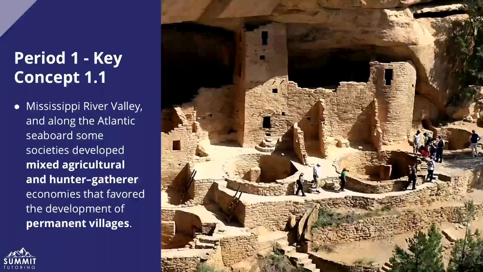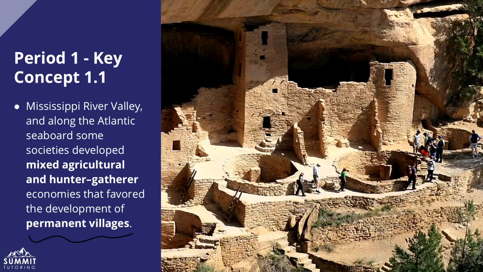All right. Now we're going to look just a little bit more at our key concept for 1.1. In the Mississippi River Valley and along the Atlantic seaboard, we're going to see these mixed agricultural and hunter-gatherer economies. And what you're also going to notice is the development of these permanent villages.